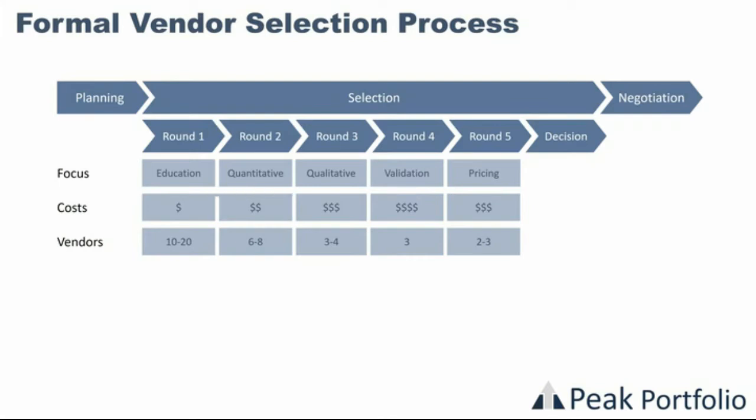So in round 1 you're typically going to have 10 to 20 vendors receiving an RFI. It's a very low cost activity. And that's going to help you narrow that list and make sure you're only talking to companies that really qualify for your minimum hard requirements.